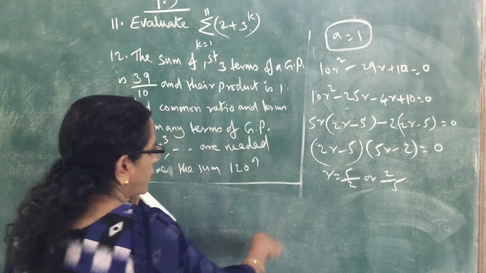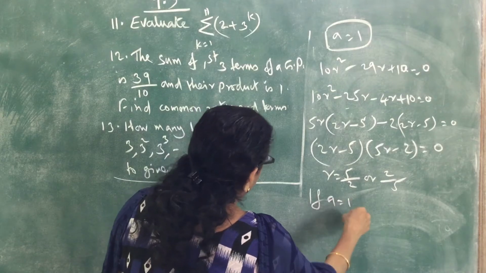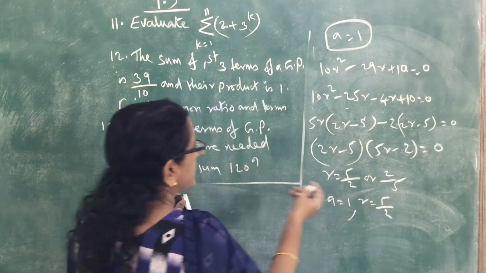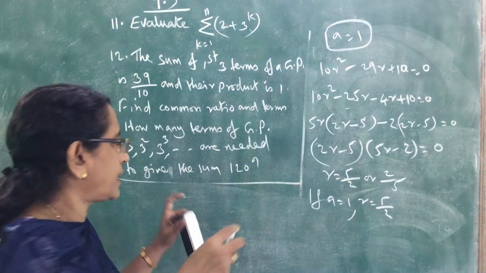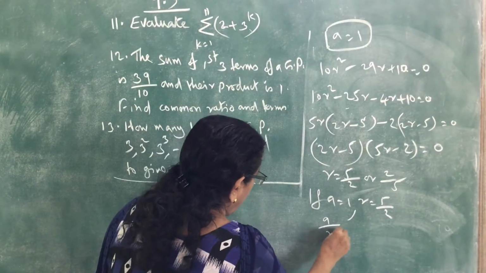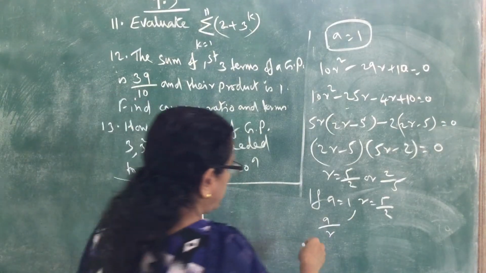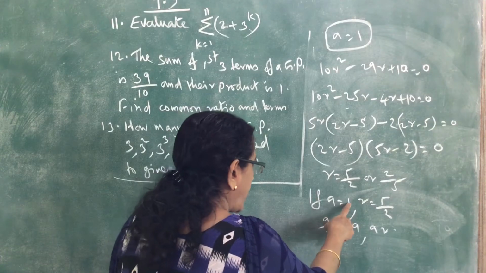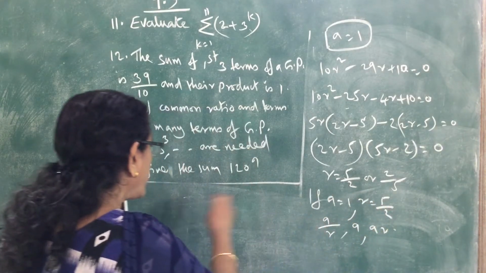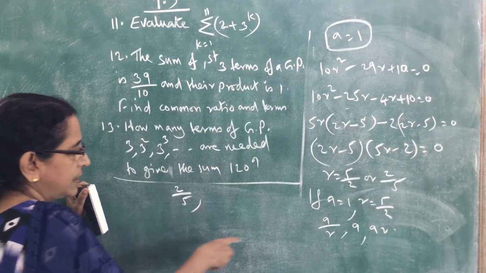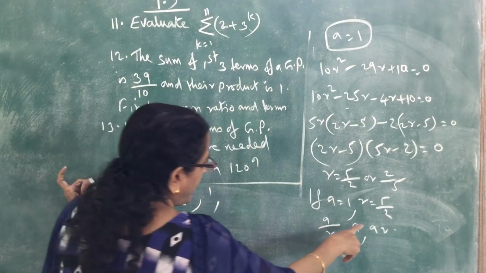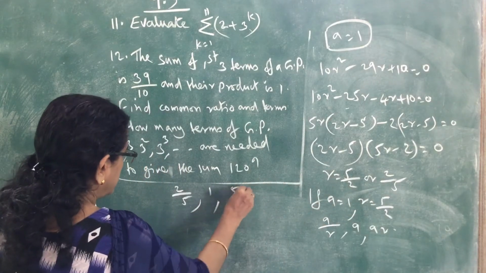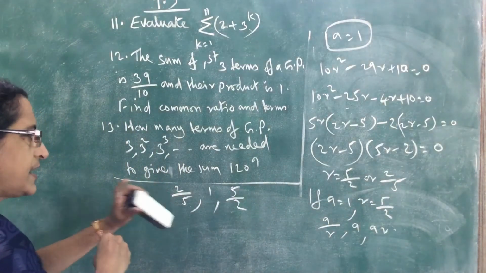If a equal to 1, r equal to 5 by 2, first consider the first value. Which are the terms? The terms are a by r, a, a r. a by r is 1 divided by 5 by 2, that is 2 by 5. Then 1. Then 1 into r, 1 into 5 by 2, that is 5 by 2. These are the terms.